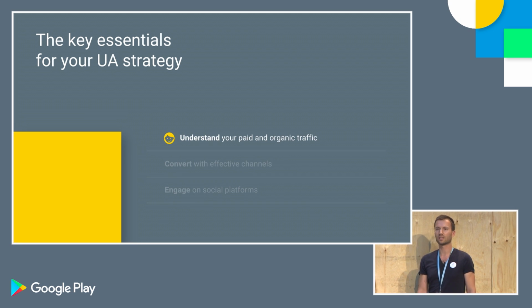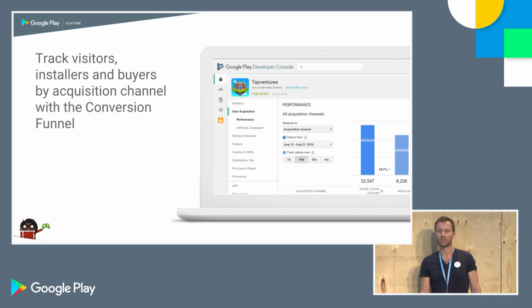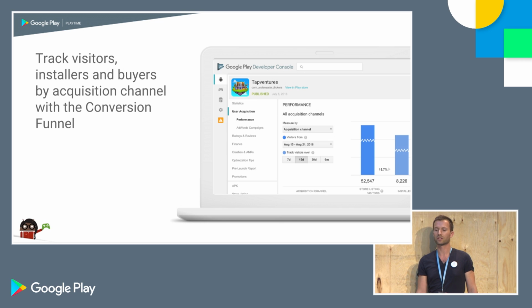Let me kick it off with understanding your paid and organic traffic. You can find the conversion funnel in the Google Play Developer Console. The conversion funnel shows you Play Store visitors, installers, and buyers by acquisition channel. You can also see the relevant conversion rates, and you can drill down on search keywords and UTM track channels to better understand where your users are coming from.